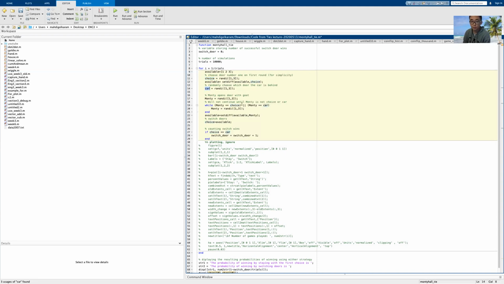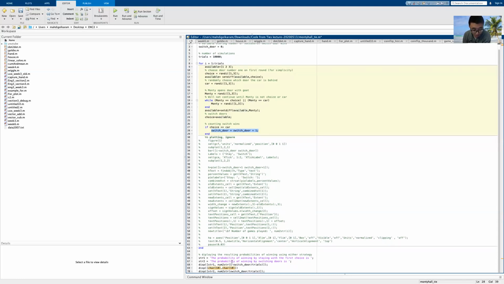For the car, we also have to predefine where the car is, so we define that here. Then Monty, the host, opens a door with a goat. This while loop just makes sure Monty opens the right door, a door with a goat. Because Monty made a choice and the player also made a choice, available now contains only one element. So if the player chooses to switch, the player chooses the only available one. If that choice equals the car, then the switch wins, so we add 1 to this counting number here.